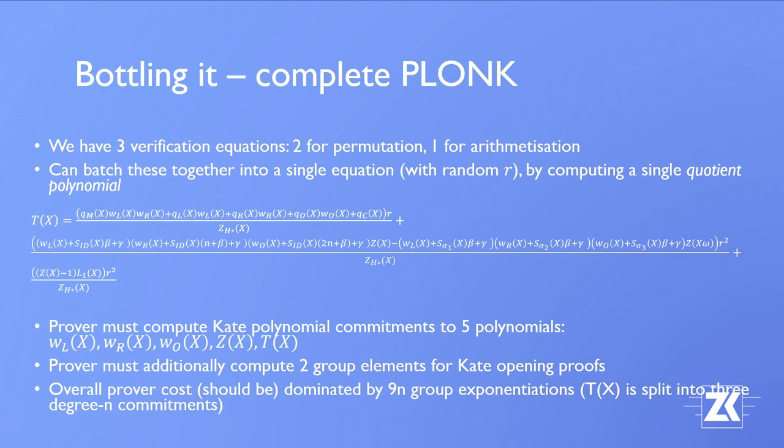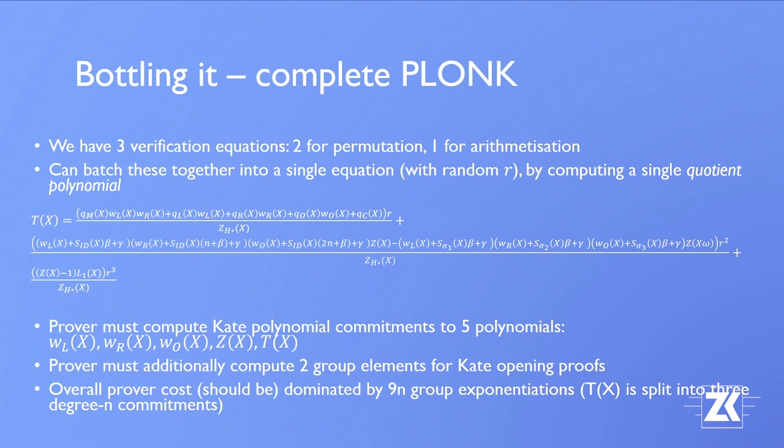This is the quotient polynomial. What this thing is doing is taking the permutation check that you need to perform, as well as the arithmetic check that evaluates whether your gates have been satisfied, and batching it all together into one single polynomial commitment. R here is going to be some random challenge provided by the verifier. You create random linear combinations of these arithmetic expressions, where if all of these arithmetic expressions are equal to zero modulo the vanishing polynomial, then the same will hold of T of X. T of X won't have a remainder when divided by the vanishing polynomial.